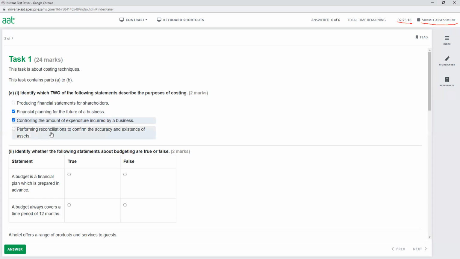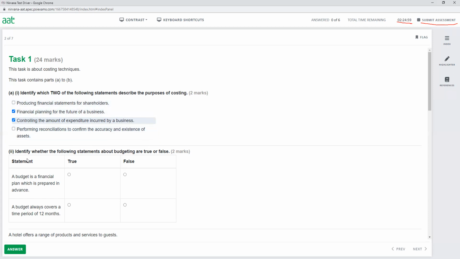Performing reconciliation to confirm the accuracy and existence of the asset. No, this is not the management's job. This is basically the job of the auditor. Normally they confirm the accuracy and the existence of the asset. All right, let's move to the next one.